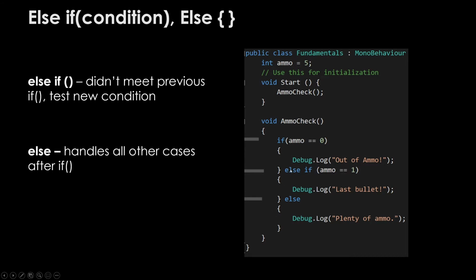So something like this will say, if ammo is equal to 0, do this. If it wasn't, and this other thing is true, then do this. Or if none of those are true, then do this. And we can just fall down a series of tests and then catch whichever one of these was true.